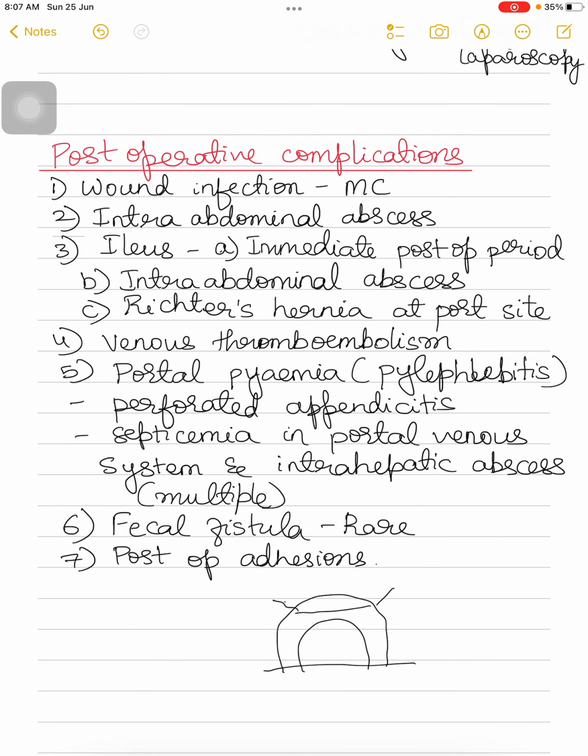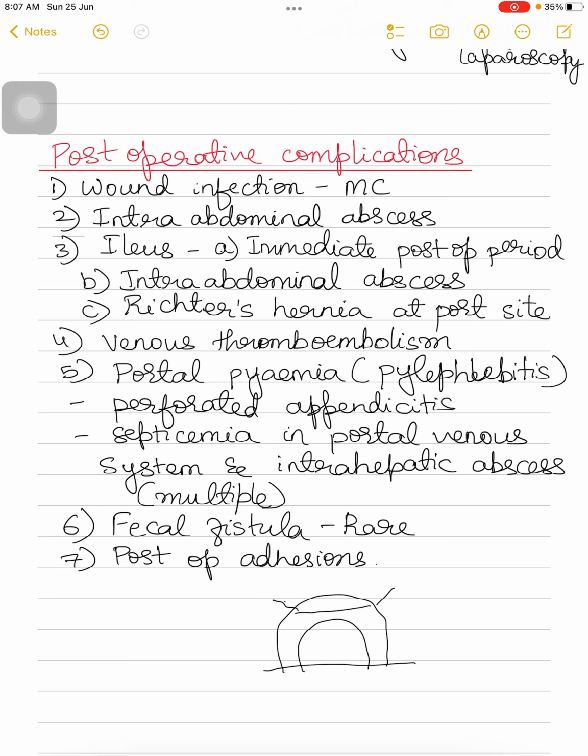The next is venous thromboembolism. Any abdominal or pelvic surgery where the patient is not mobilized can land up in DVT of the lower limbs. Portal pyemia is most important, also known as pylephlebitis. It is most commonly seen in perforated appendicitis, causing septicemia in the portal venous system, and this septic emboli can reach the liver and cause multiple intrahepatic abscesses.